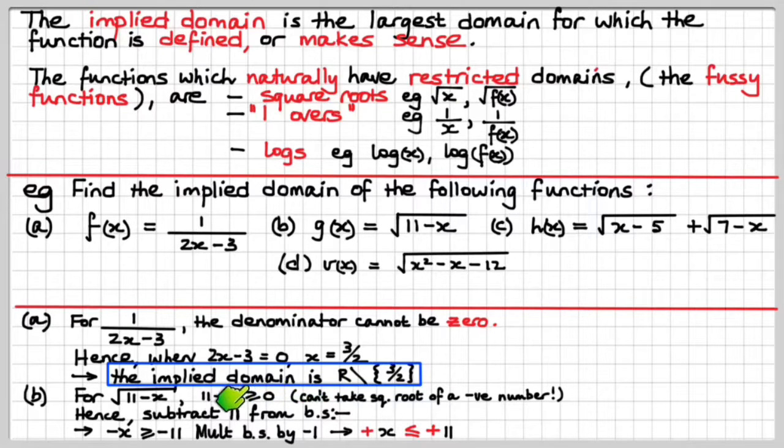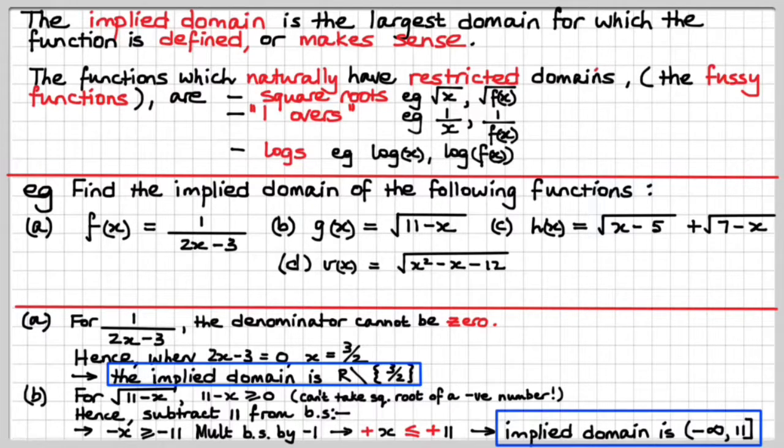Alternatively, a nifty way of solving something like this is you could just add x to both sides, and you would automatically get an x over here as a result of doing that, and you would get x is less than or equal to 11 without all the drama of multiplying both sides by minus 1. That's a nice little nifty trick that you might remember to try. So there we go. We've got our implied domain of minus infinity up to and including 11. Very nice.